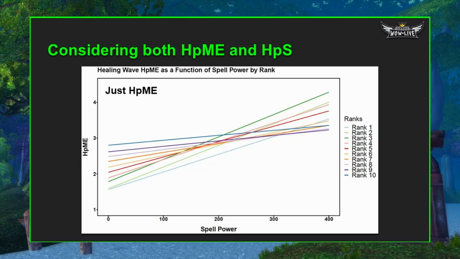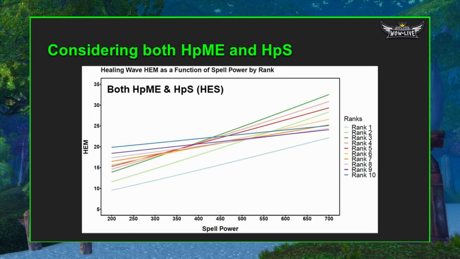Now, to briefly discuss HES, let's revisit the graph I showed you of Healing Wave DpME as a function of spell power for all available ranks. If you remember, around 212 spell power, rank 3 took over rank 10, becoming the most mana efficient, and this is just looking at DpME.